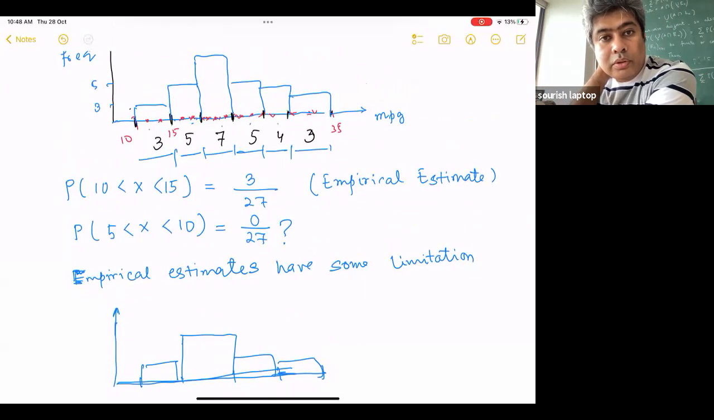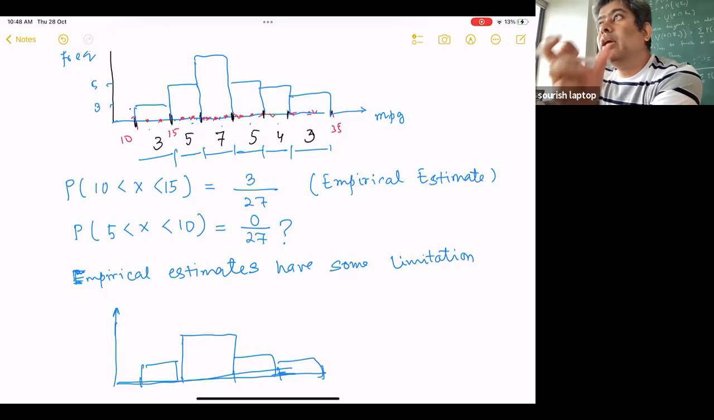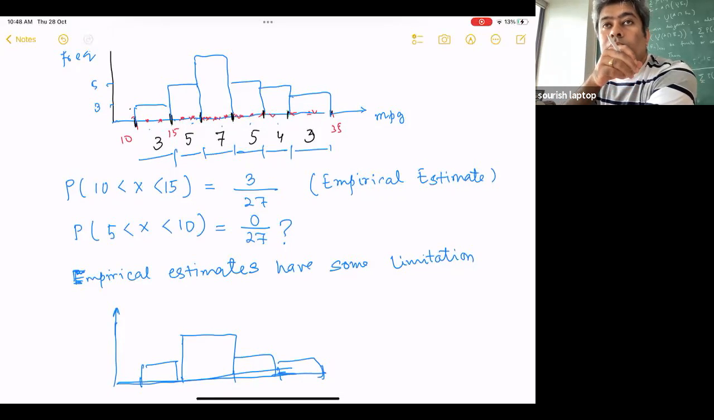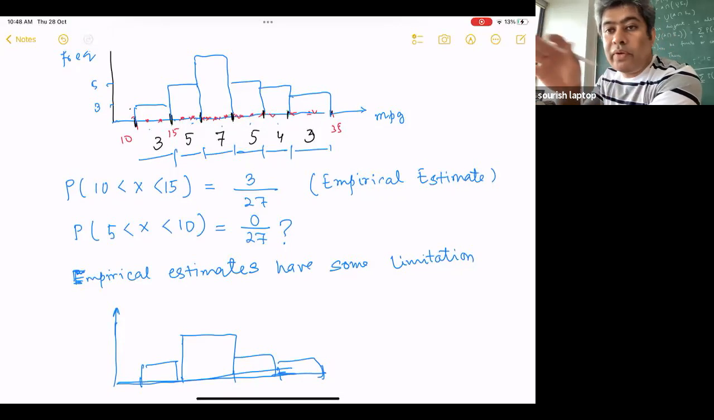Clear? Even with equal bin width, if you change the bin width a little bit, say you decide to take equal bin width, but instead of an interval of 5, you decide to take an interval of 7.5, then as soon as you do that, the way the distribution looks will change completely.